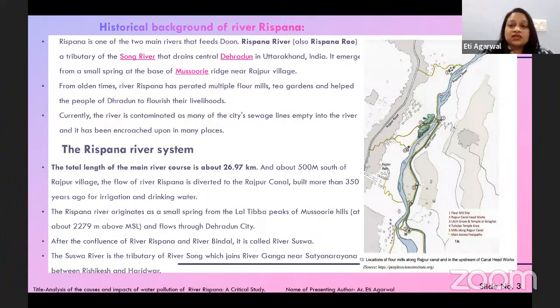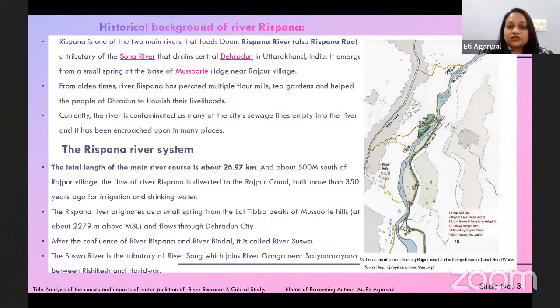Now currently what is happening is that the sewage lines are emptying into this river, and it has been encroached at many places. I'll show that in the further images. The total length of this river from the starting point till the confluence in River Ganga is 26.97 kilometers, and about 500 meters south of Rajpur village, the flow of River Rispna is diverted to Rajpur canal, which was built almost 350 years ago and used for irrigation and drinking water.